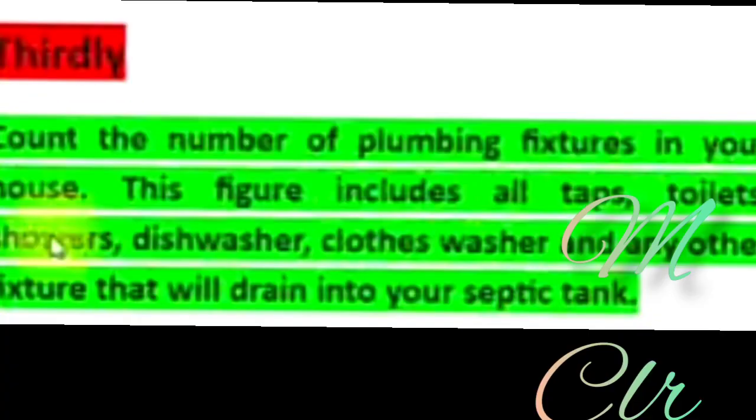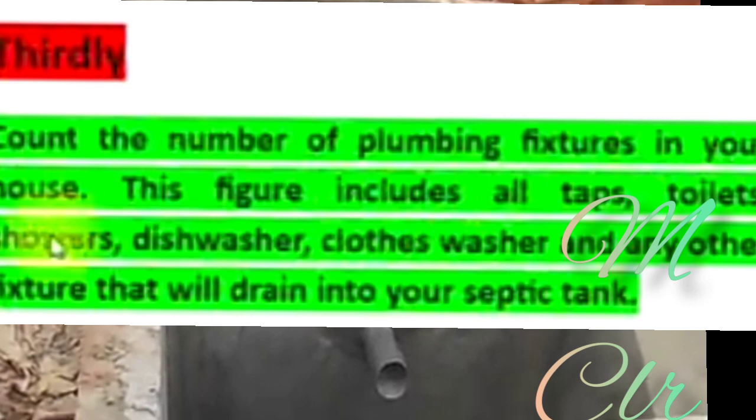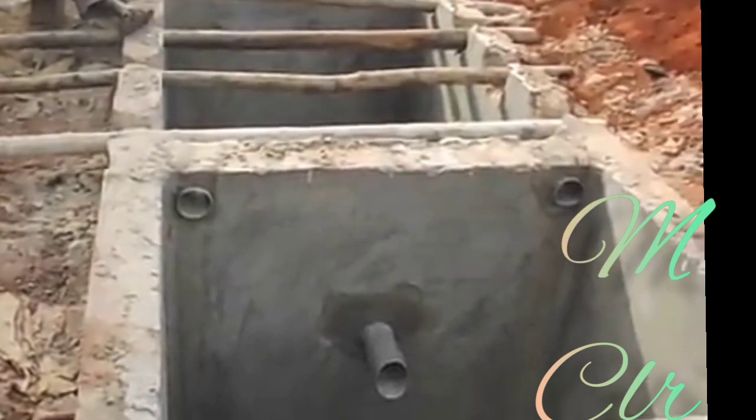Thirdly, you have to count the number of plumbing fixtures in your house. These fixtures include all taps, toilets, showers, dishwashers, clothes washers, and any other fixture that will drain into your septic tank. These are the most important areas you need to look into before building your septic tank, because these are the things that your septic system will service. They are very, very important.